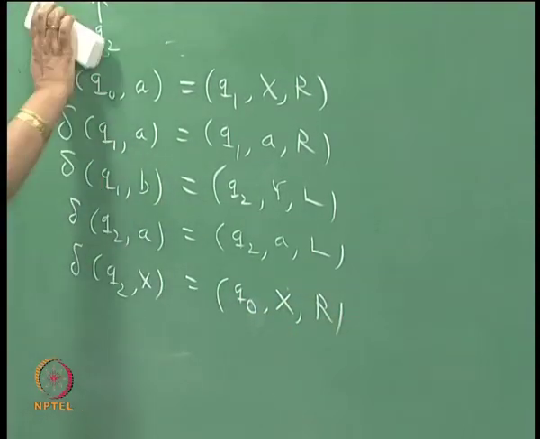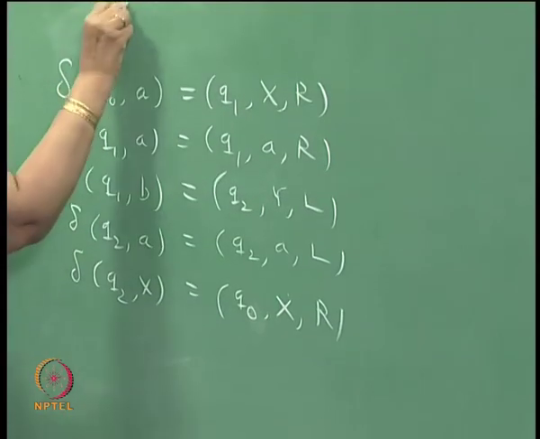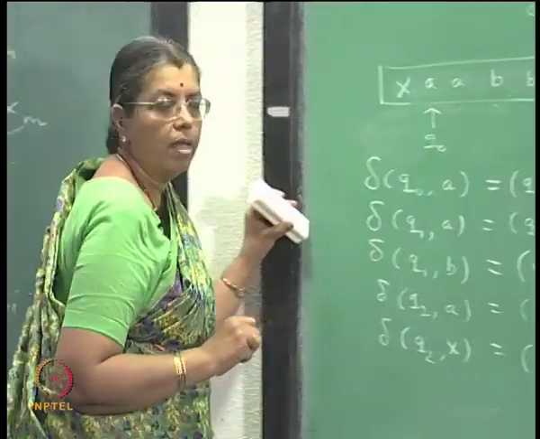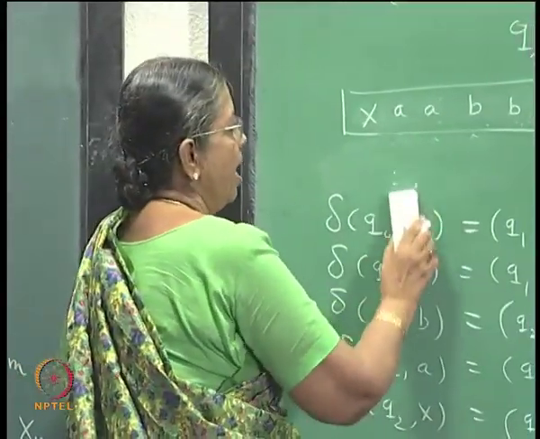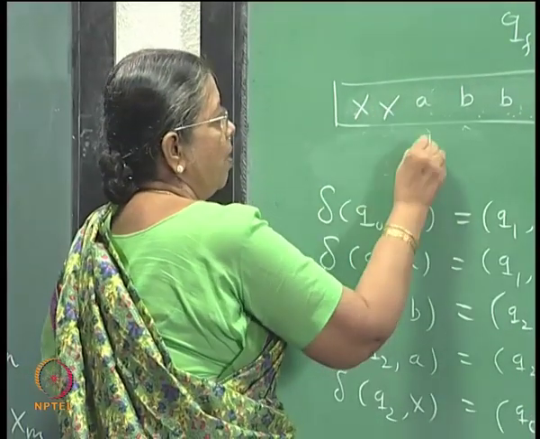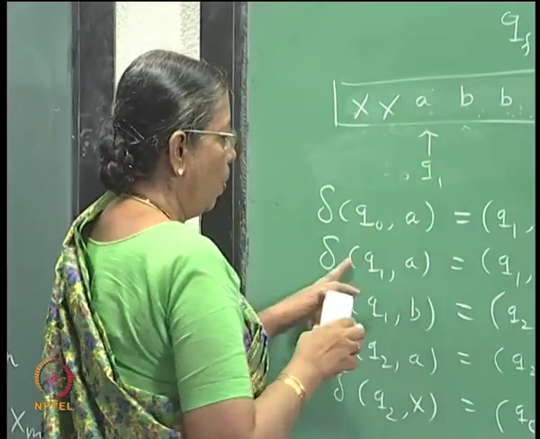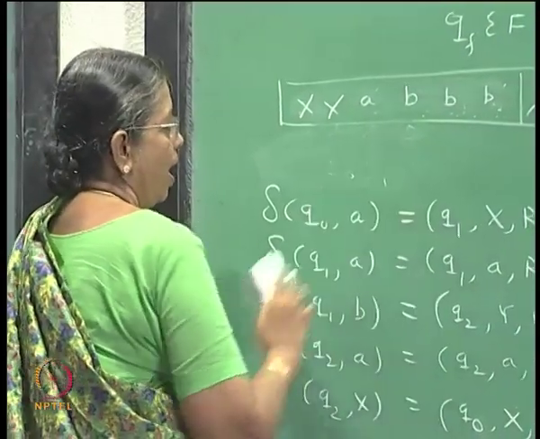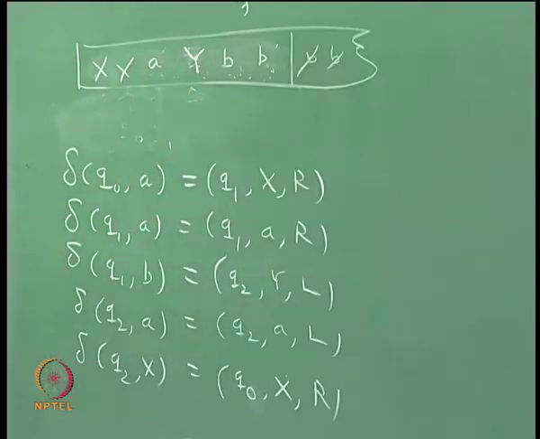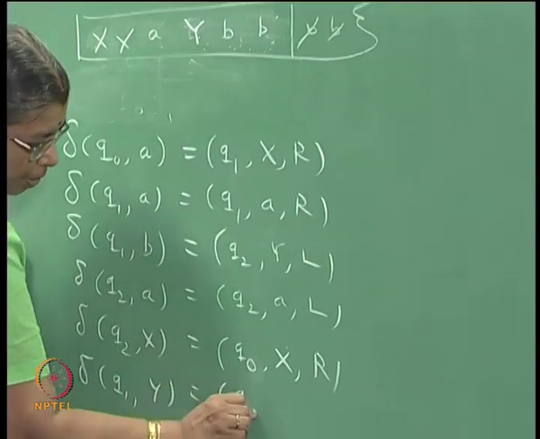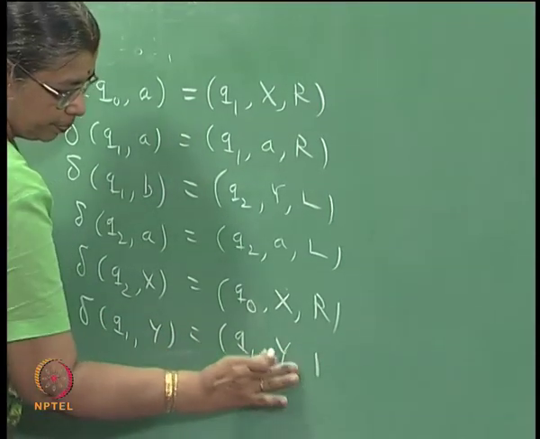So, it moves right in state Q naught, and the whole thing will be repeated again. In Q naught when it sees an a, it will change this into an X and move right in state Q1. In Q1 when it sees an a, it will move right. I am sorry, this has been changed into Y, I did not mark that. Now, in Q1 it looks for a B, and it has to pass through the Y also. So, delta of Q1 Y is Q1 Y R.